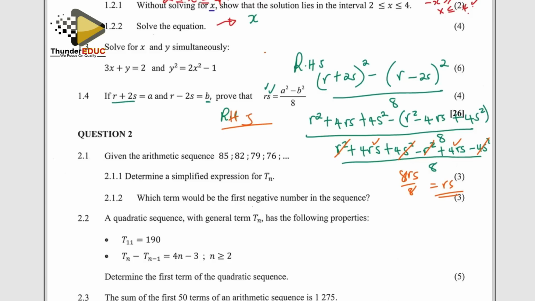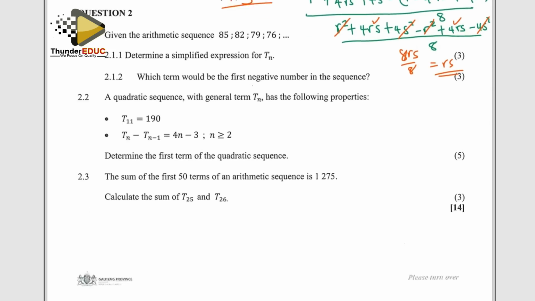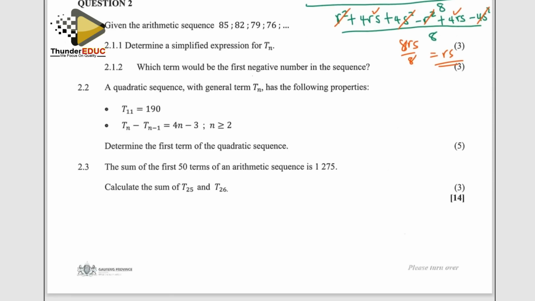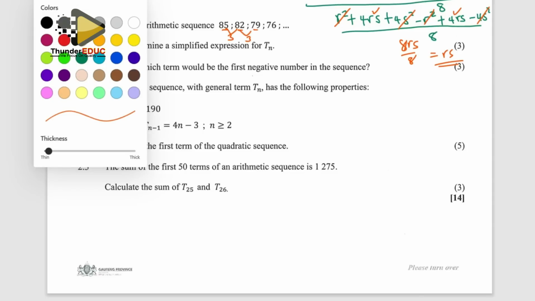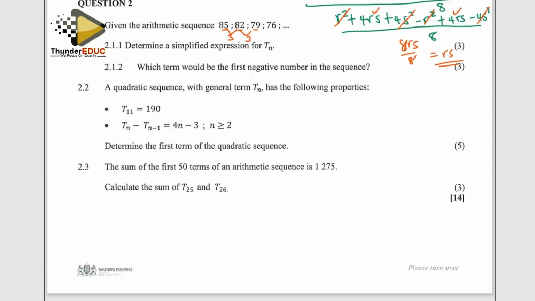All right, then question number 2 is telling us that, given the arithmetic sequence 85, 82, 79, it's decreasing by 3. Then they want us to determine Tn. We know that with an arithmetic sequence, the general term is given as a plus n minus 1 into d. So our a is 85, plus n minus 1 into d, which is negative 3.